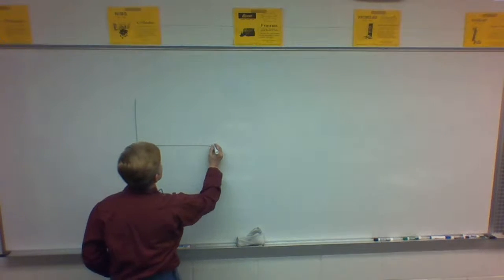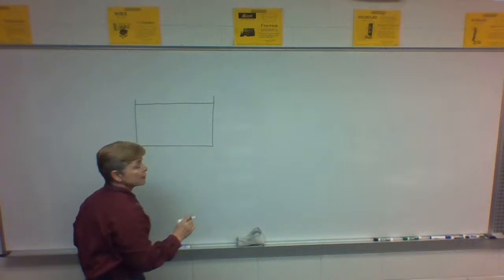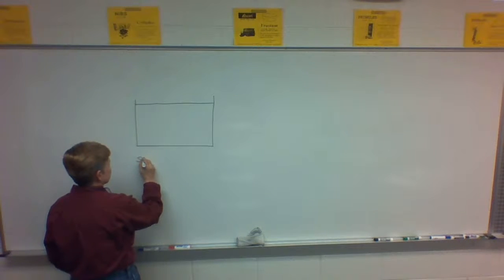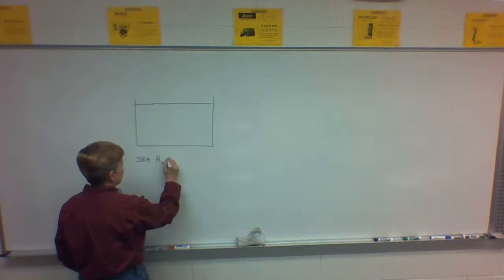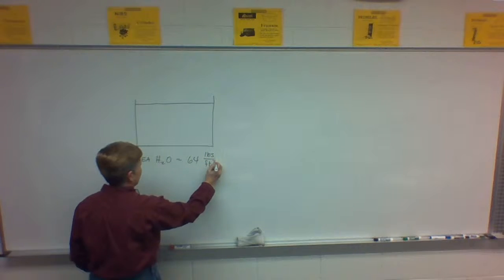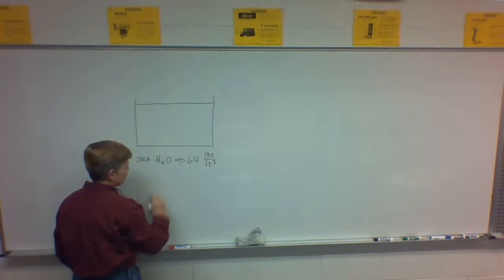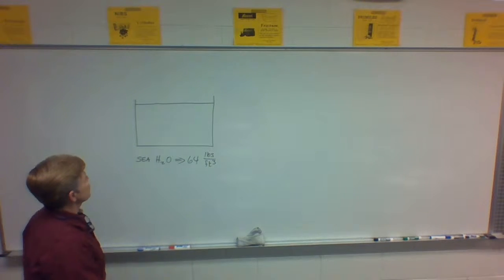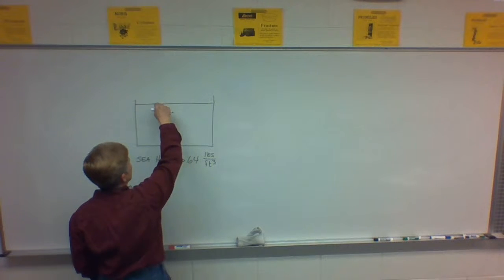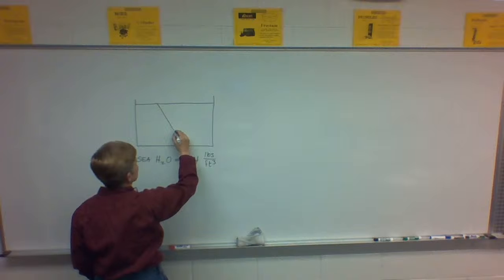Okay, so you're going to have a tank of some kind like this, and the surface of the fluid is going to be up here. We'll say that it is seawater at 64 pounds per cubic foot. That's the weight density. And then we are going to take an equilateral triangle and we are going to shove it into this liquid until one of its sides is level with the surface. So it's going to look like this.